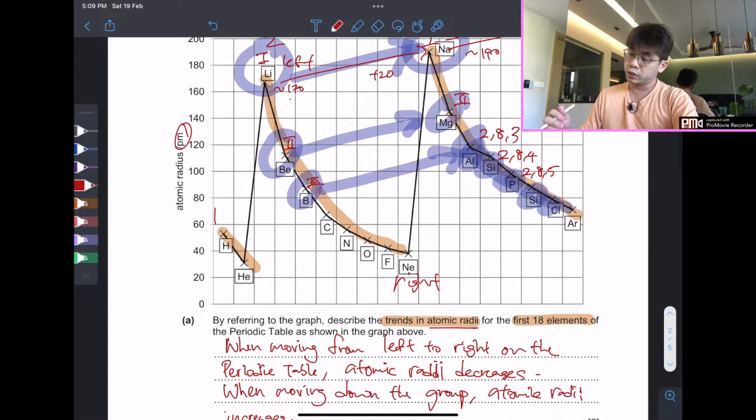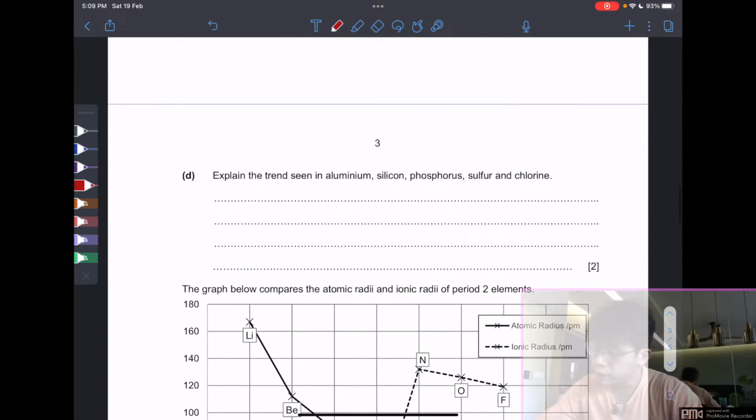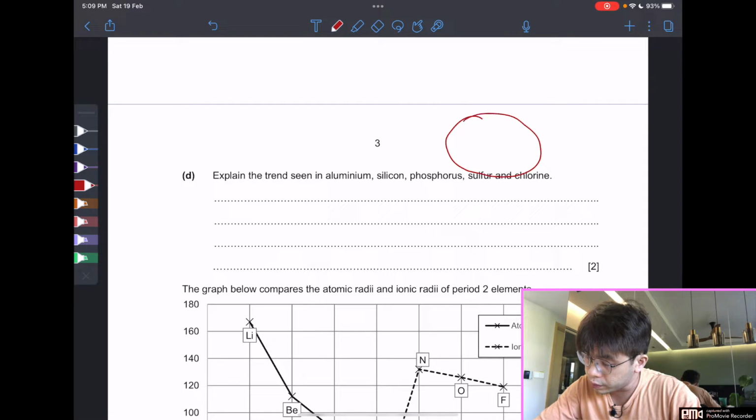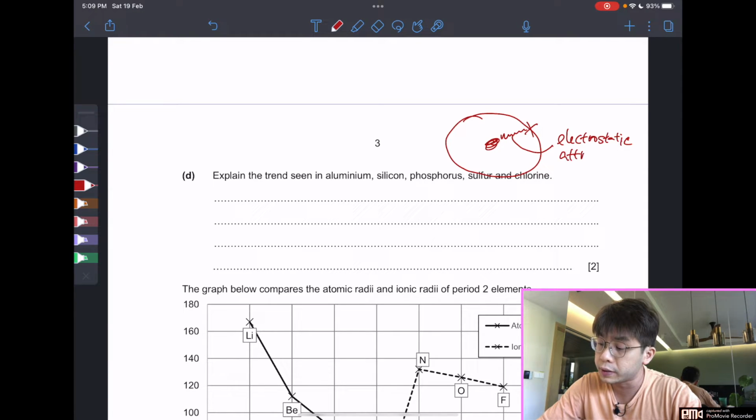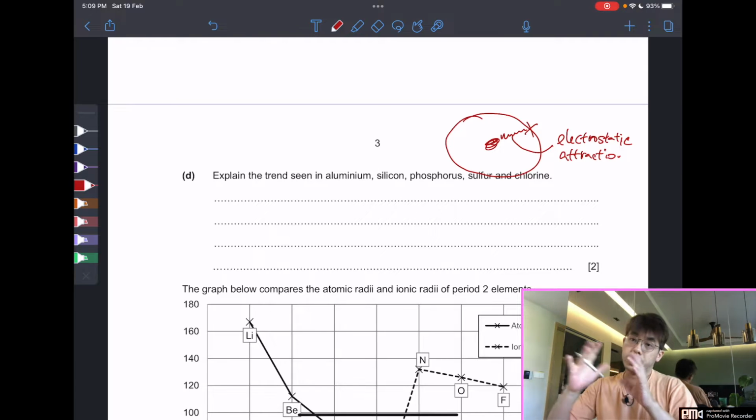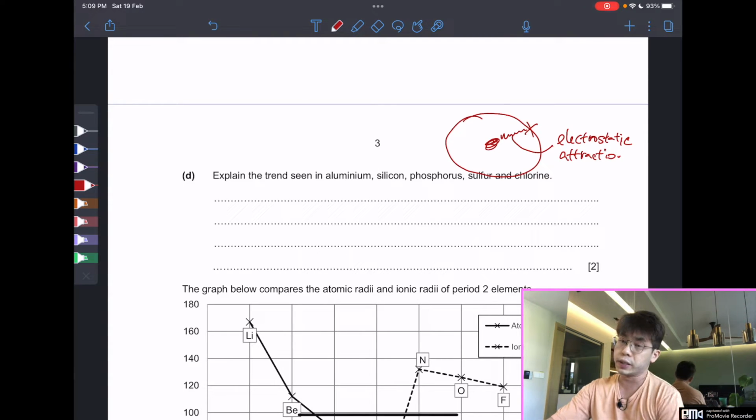However, you must remember, we have learned that the valence electron, let's say the valence electron is here, and let's say the nucleus is here. There's this attractive force here, if you remember, which we call the electrostatic attraction. We went through this in our lessons. And this electrostatic attraction is affected by 2 things. It's affected by the distance. But in this case, for aluminum, silicon, phosphorus, sulfur, and chlorine, the distance is the same. So the attraction should be the same.